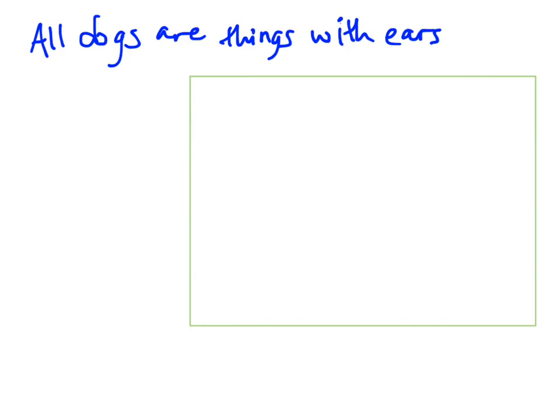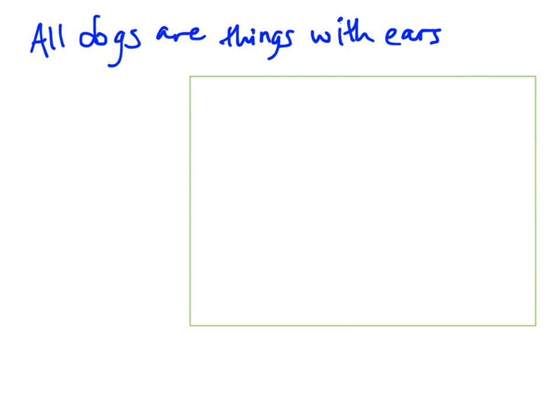So you learned that we can represent a statement that looks like this, "All S are P." All of the subject set are in the predicate set. We can represent that with those nested circles, one inside the other as a subset. So all of the dogs, that's a subset of the set of things with ears.